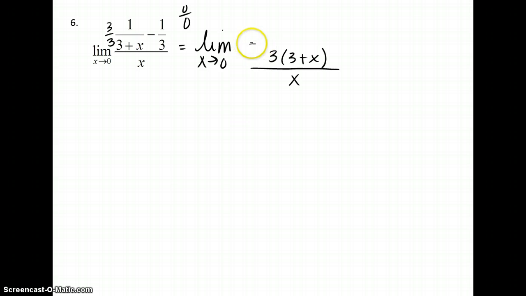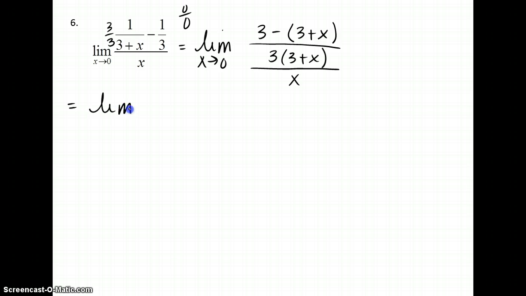Number 6, direct substitution, again would give us 0 over 0. So notice we have a fraction within a fraction. So I'm going to keep the x in the denominator. In the numerator, what's my common denominator? 3 times 3 plus x. So the first fraction will have to be multiplied by 3 over 3. And then the second fraction will have to multiply by 3 over 3 plus x.